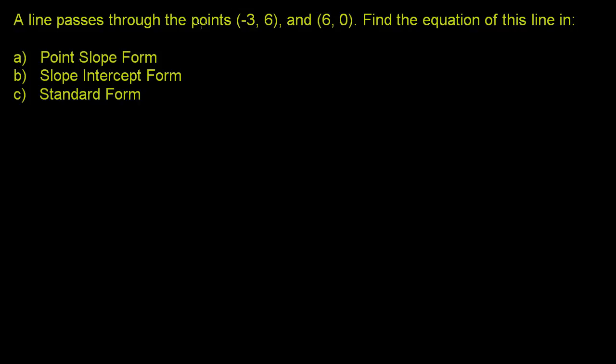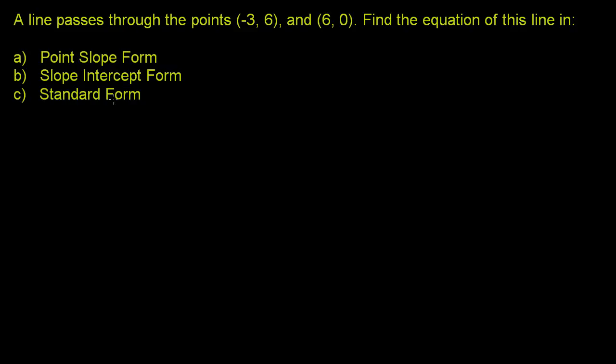A line passes through the points -3, 6, and 6, 0. Find the equation of this line in point slope form, slope intercept form, standard form. And the way to think about these are just three different ways of writing the same equation. So if you give me one of them, we can manipulate it to get any of the other ones.